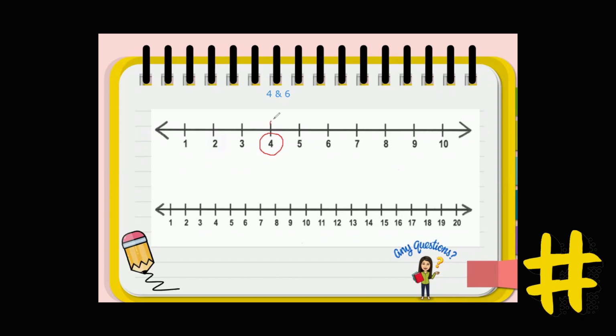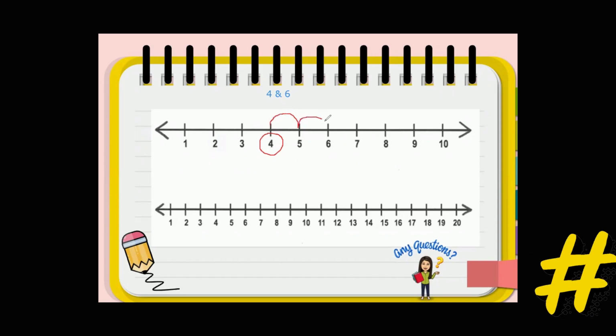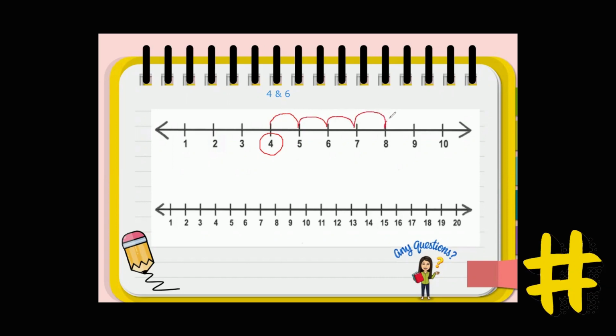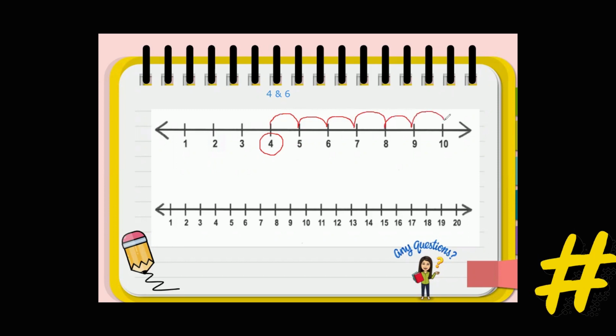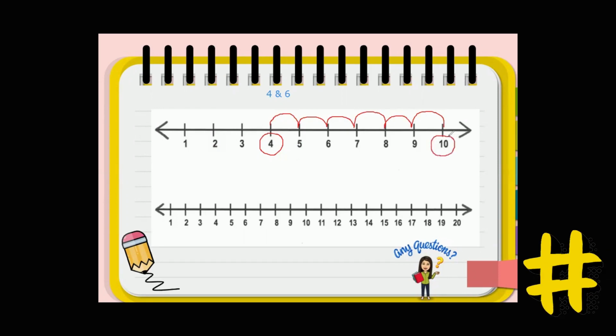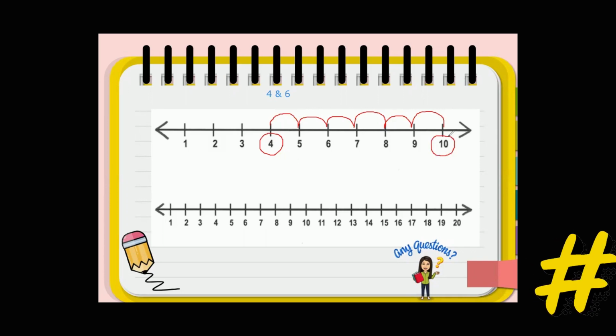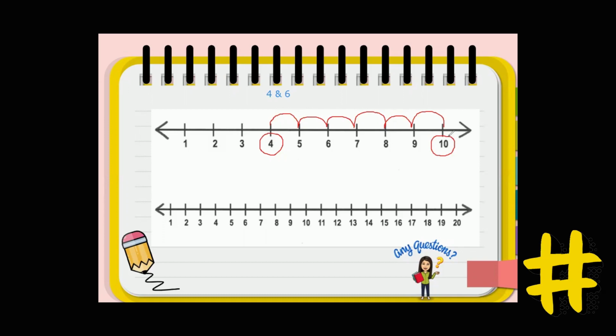Absolutely right. 1, 2, 3, 4, 5, 6. So we moved 6 times to the right. And what number did we get? You are right. We got the number 10. So we can say that the sum of 4 and 6 is 10.